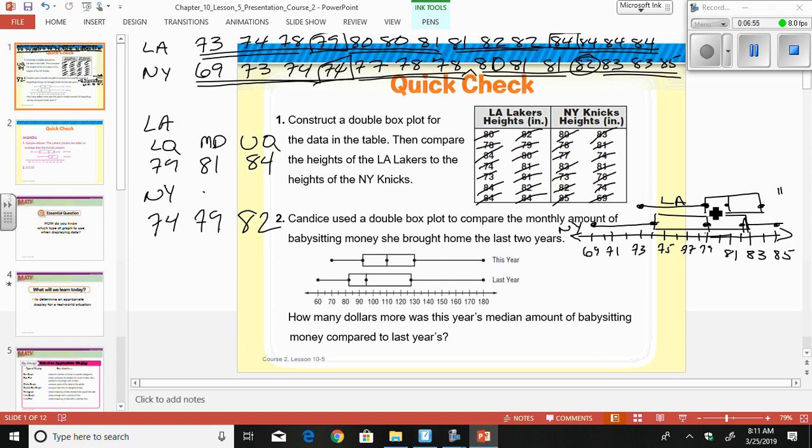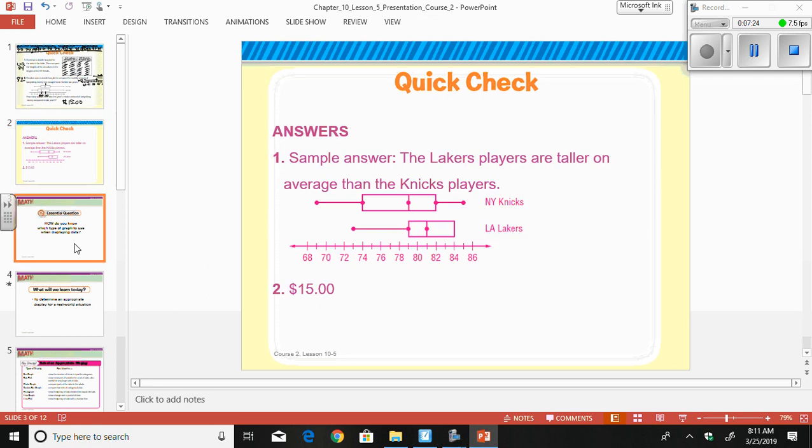How many dollars more was this year's median amount of babysitting compared to last year's? So the median is right here for this year, compared to last year's. Here was the median, so that's about 95. And this looks to be about 110. So it's a difference of $15 between the two medians. Yay.